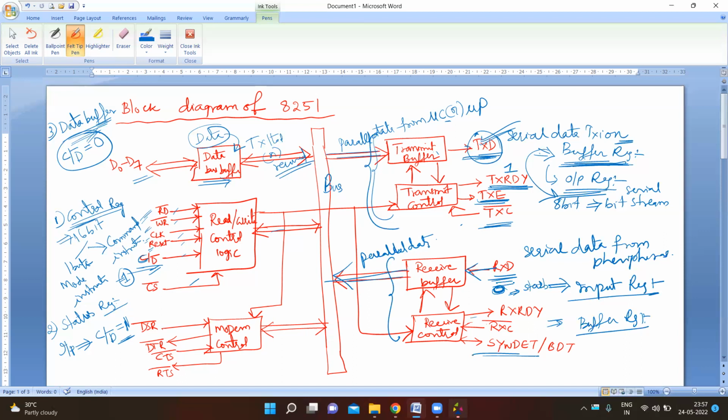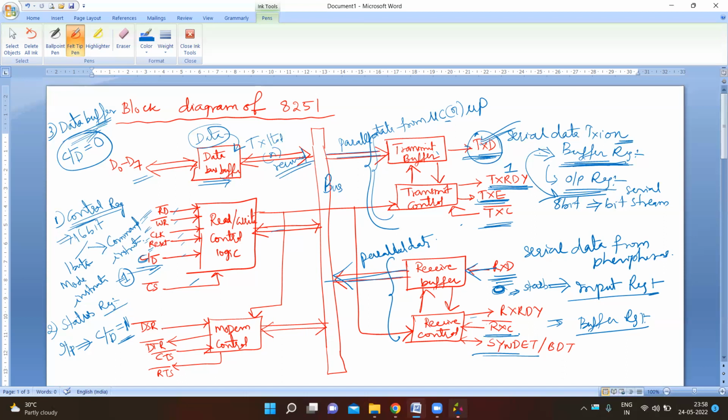And next, the receiver clock RxC. This is a clock signal. It decides at what rate we are receiving the signal, at what rate the bits are received by the USART. The clock can be set to 16 or 64 times the baud rate.